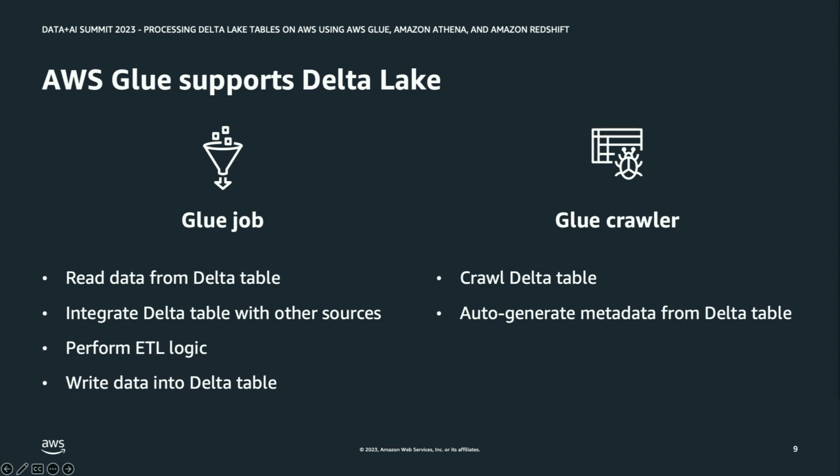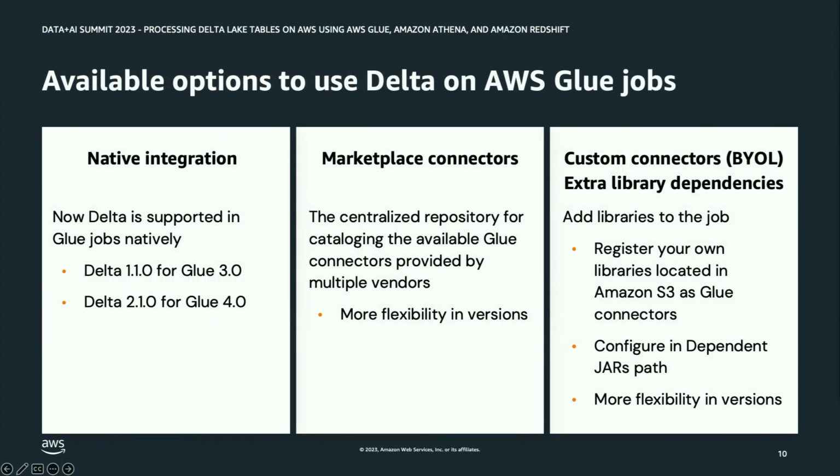Next, I'll introduce the details about how Glue jobs support data lakes. Currently, there are 3 options to bring a data lake library into the AWS Glue job platform. The first one, on the left side, is native integration. You can use a data lake in AWS Glue jobs by specifying only one option to enable native integration. The version in native integration is fixed to keep compatibility. For example, Delta 2.1.0 is supported in Glue 4.0, and the Delta version won't be changed in the future.